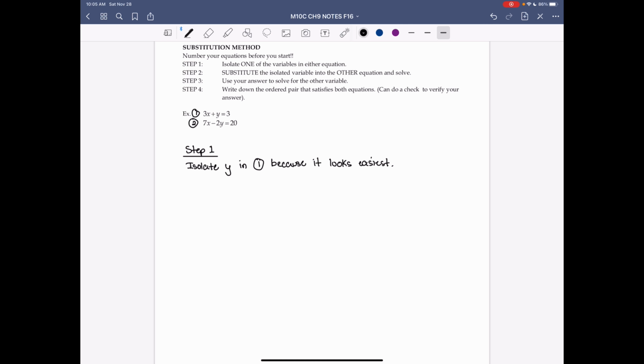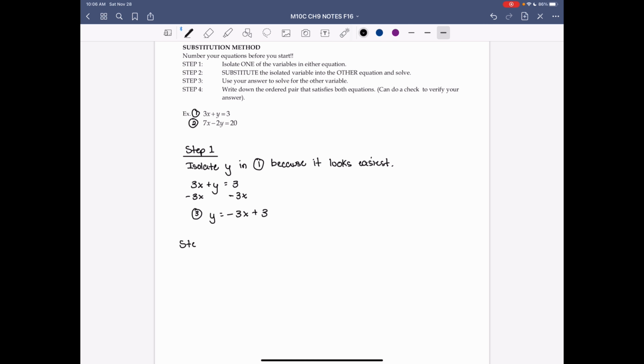So we have 3x plus y equals 3. We want to isolate the y, so we're moving 3x to the other side by subtracting 3x. Then we get y equals negative 3x plus 3. We can call this equation number 3. It's just a modification of equation number 1. Step 2, substitute the isolated variable into the other equation and solve.